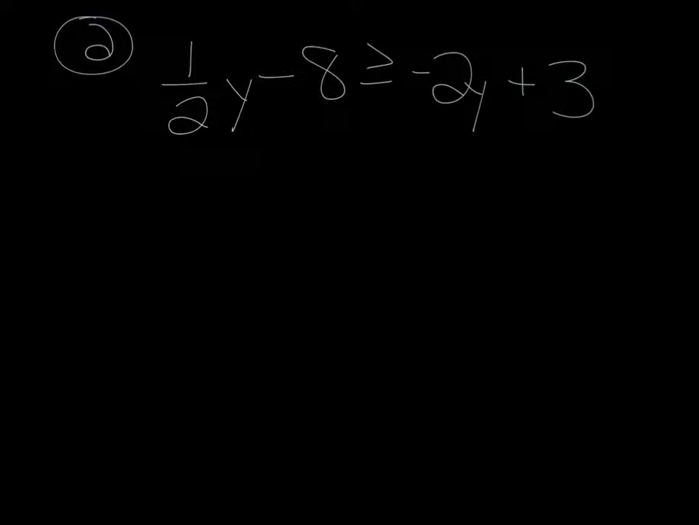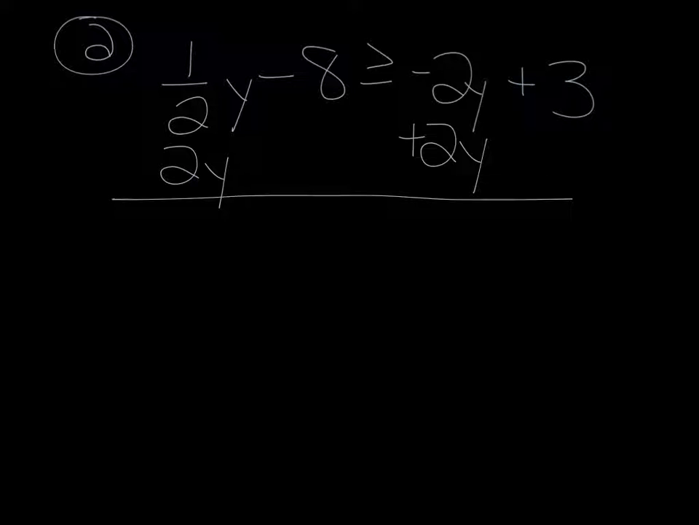Okay, number 2. There are also 2 ways to handle this. I'm going to show you, first of all, the way I think most of you probably tried to handle it. I have a variable on both sides, right? -2y is my smaller one. So I'm going to add 2y to both sides. 1/2 plus 2 is 2.5. And when I change that to an improper fraction, I get 5/2 y. You don't want mixed numbers in equations.